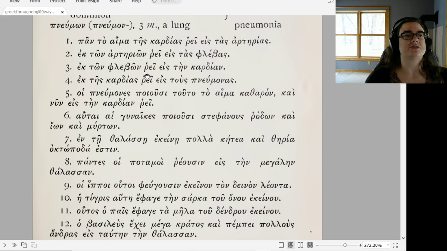And ectes cardias rei estus pneumonas. And that pi nu is always a little tricky. So from the heart, it flows into the lungs. All right. That's our nice little biology lesson for the day. Hoi pneumones poiusi tuto to haima katharon kai nun esten cardian rei. The lungs make this blood clean, and now it flows back to the heart.